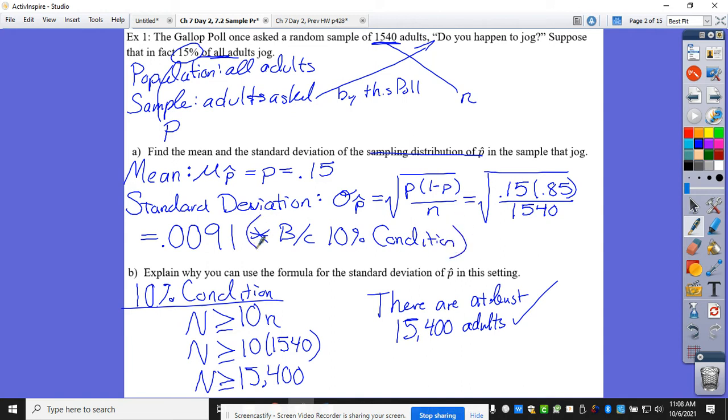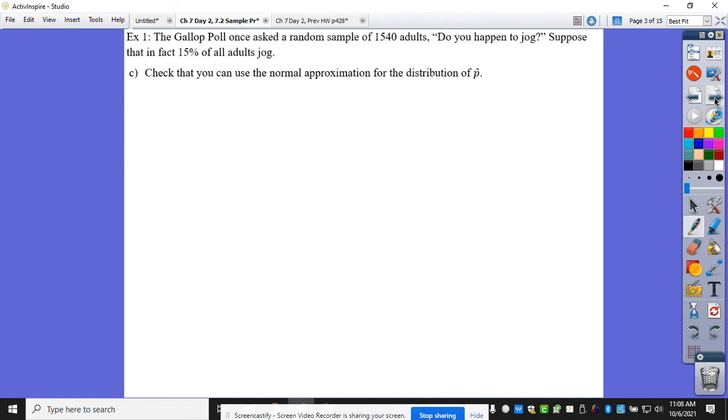I've checked this now, so I would have needed to write there that I used this because it worked. So we've got a mean, we've got a standard deviation, and it was okay that we used that standard deviation equation. Now I want to know if we can use a normal approximation. So what do I need to test to see if it's normal?